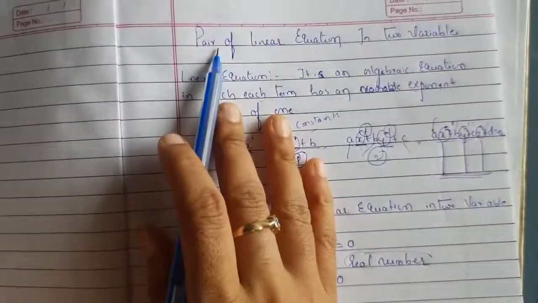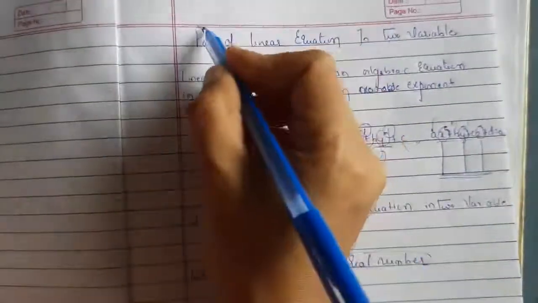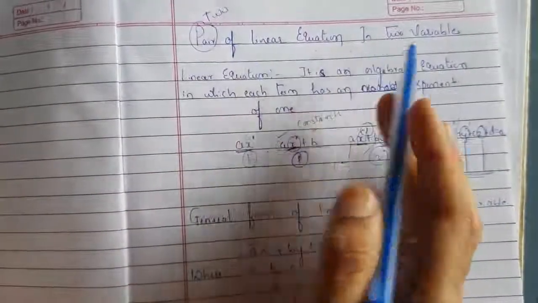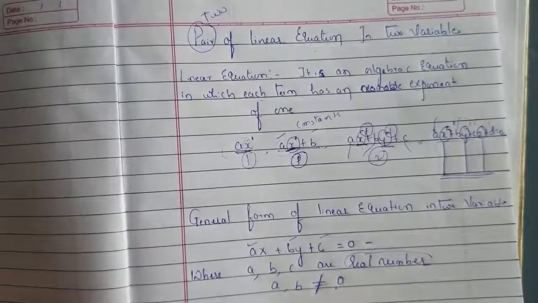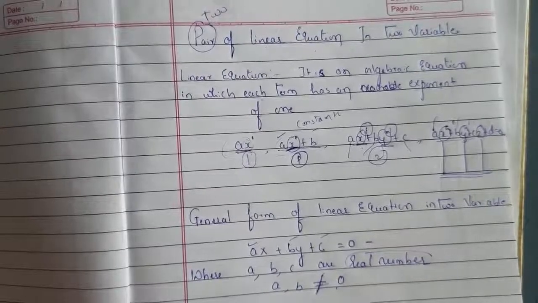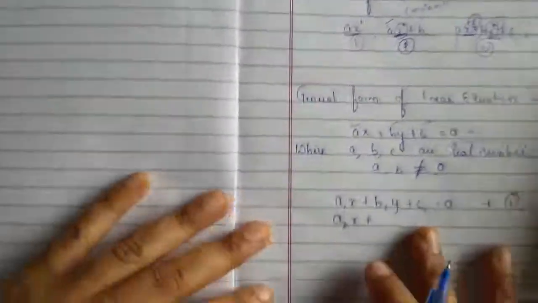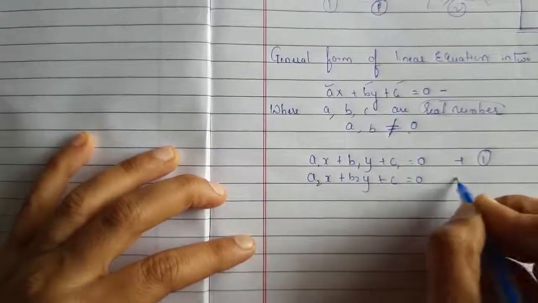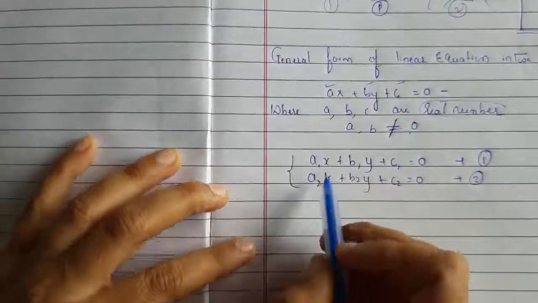Now the chapter is telling about pair of linear equations in two variables. Pair means what? Two linear equations in two variables. This is one equation, a1x plus b1y plus c1 equals 0. This is one equation. a2x plus b2y plus c2 equals 0. This is the second equation, meaning a pair of linear equations.